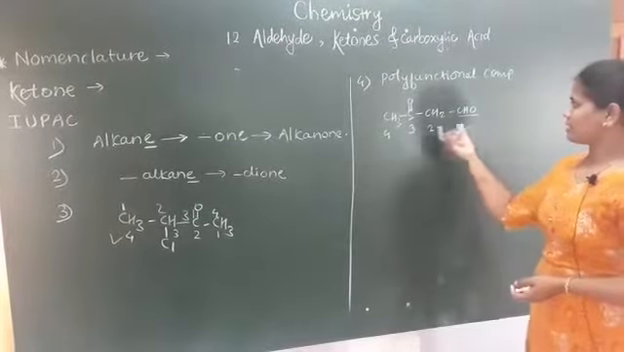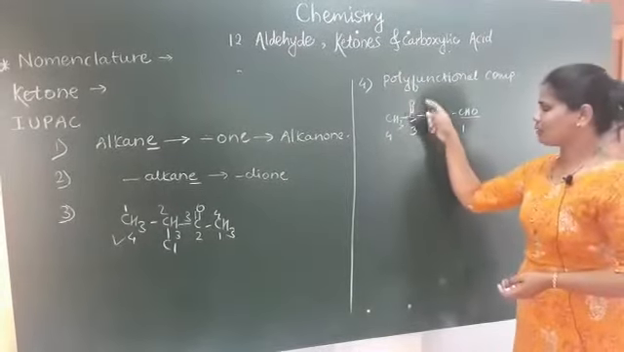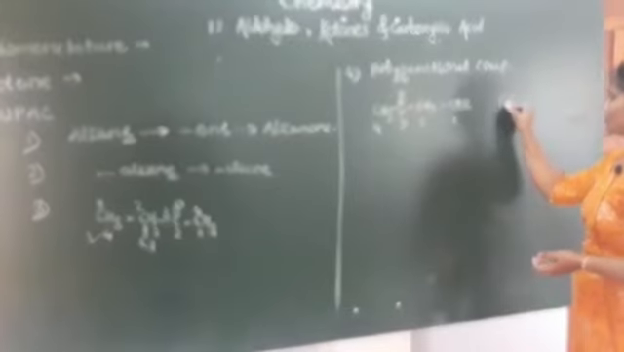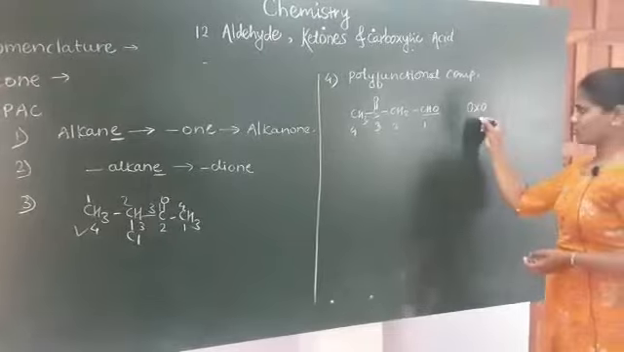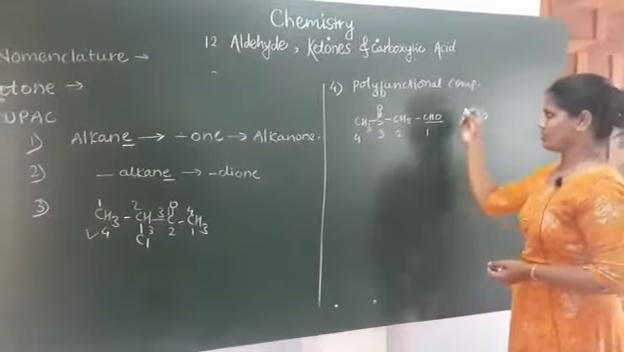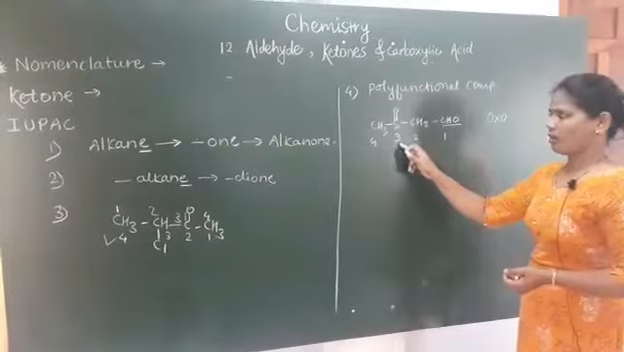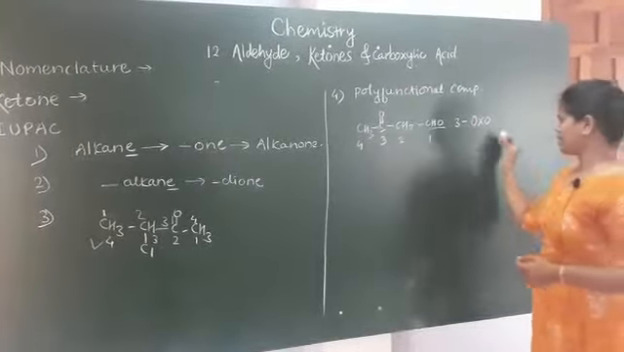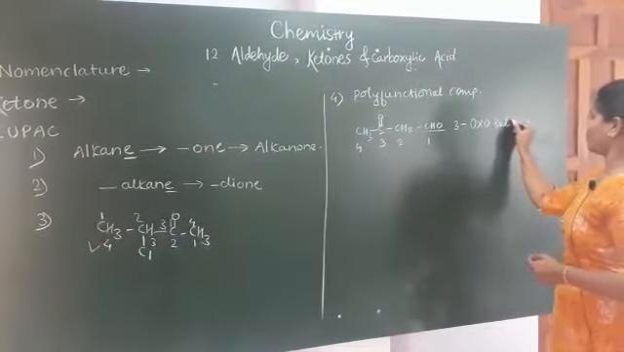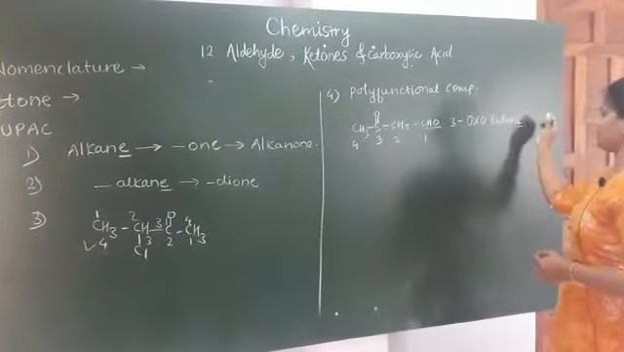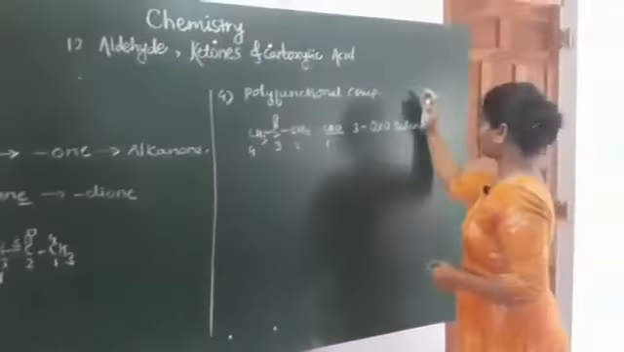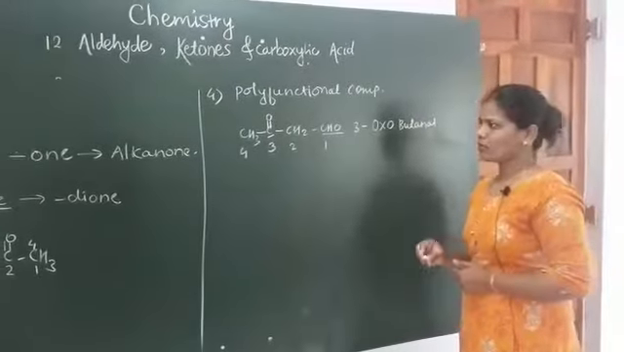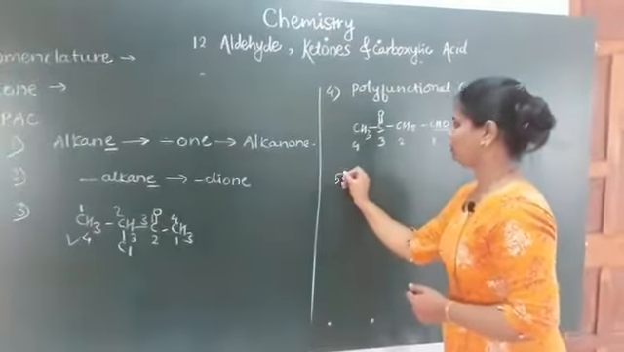Now in such an example, the C double bond O ketonic functional group is written as oxo. The word oxo is used when a polyfunctional compound is given. Now oxo is on the third carbon atom, so 3-oxo. 4 carbon atoms are there, so it is butane. E is replaced as the aldehyde group is present, so it is al. 3-oxobutanal.